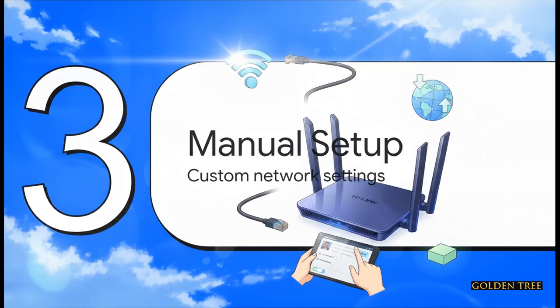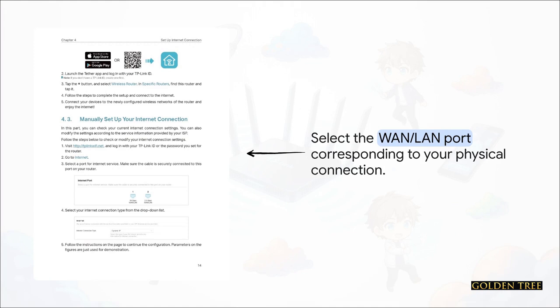Manual internet configuration. If your environment requires specific parameters, you'll need to bypass the wizard and use manual setup. Navigate to the Internet tab to define your physical WAN port. Verify that the Ethernet cable from your modem is securely connected to the router. Then, select the interface on your screen that matches your physical connection, choosing either the 10 gigabit or the 2.5 gigabit port based on your network speed.